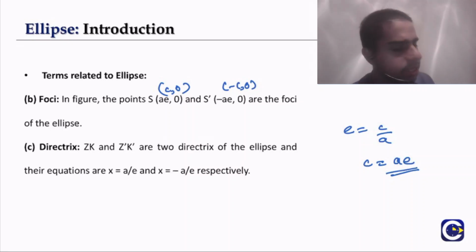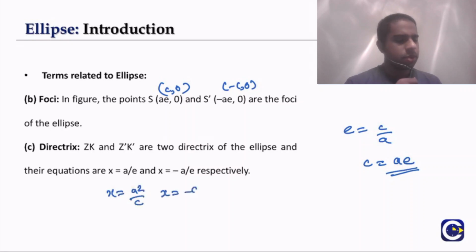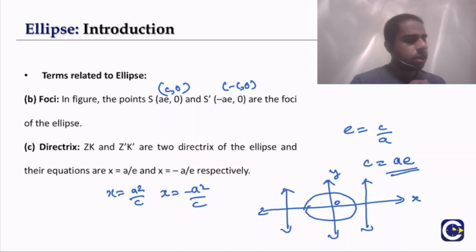Directrices ZK and Z'K' are the two directrices of the ellipse, and their equations are x equal to a by e and x equal to minus a by e respectively. We know that e is equal to c by a, so x equal to a square by c or x equal to minus a square by c respectively. That is, in this case, if this is the ellipse with center at origin and with x as the major axis and y as the minor axis, then we have directrices on both sides.